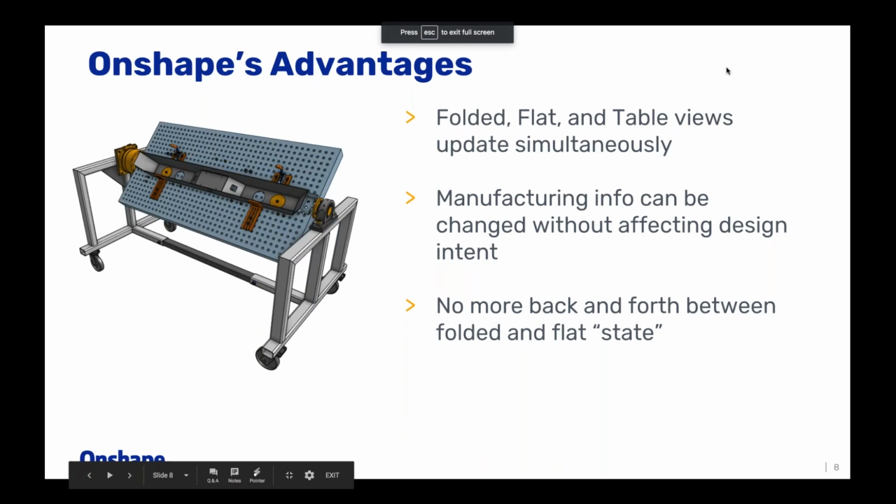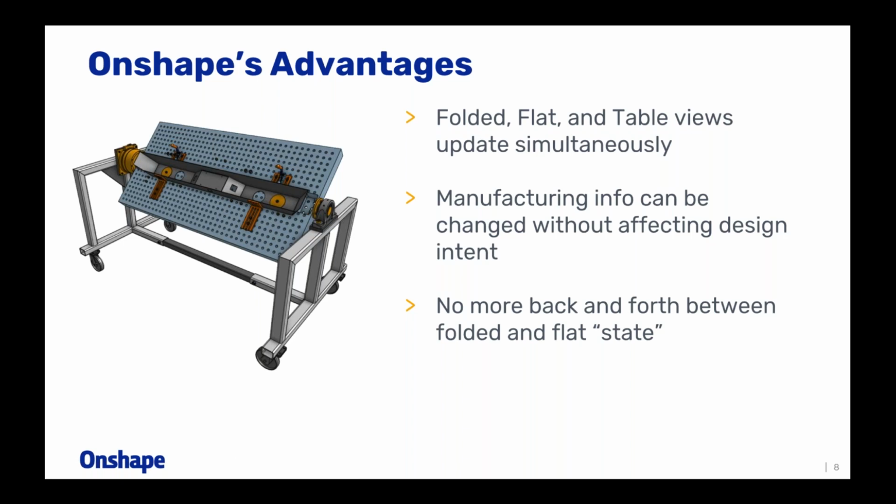I just want to reiterate our advantage. Our approach to Onshape is different. You do have the ability to see the folded model, the flat model, and a table view of everything, and it all updates simultaneously. So if you're experimenting with your sheet metal parts and you want to see the flat pattern update live, Onshape is the only tool that will allow you to do that. Otherwise, you're going back and forth, and it always led to this kind of trial and error approach.